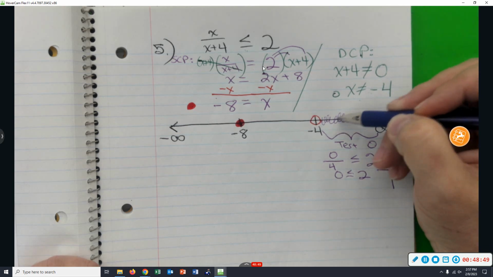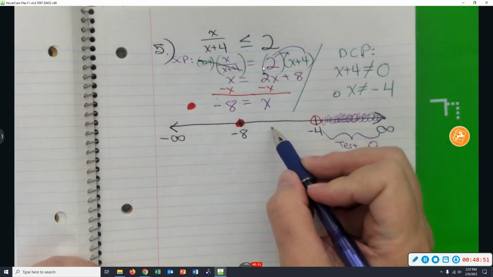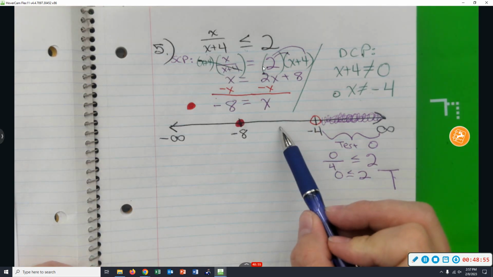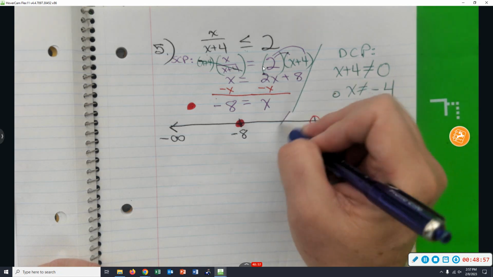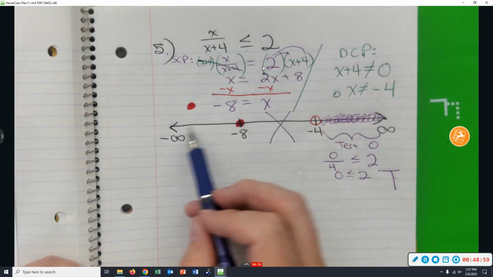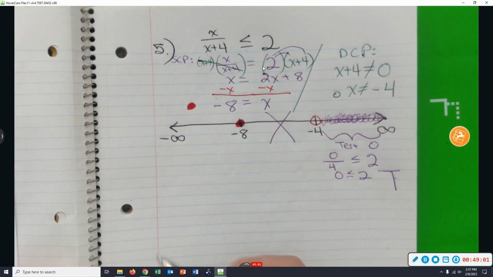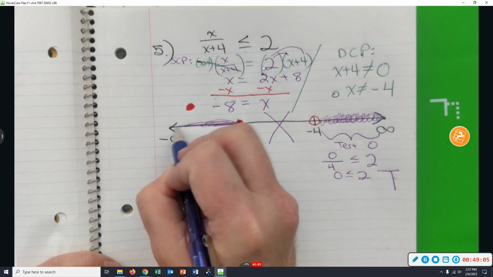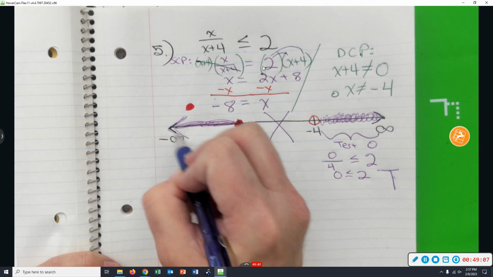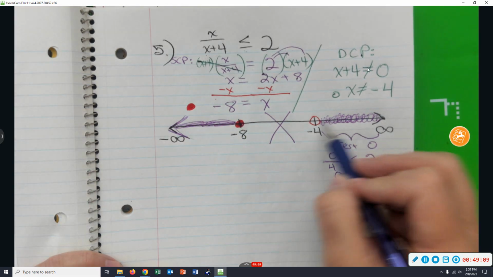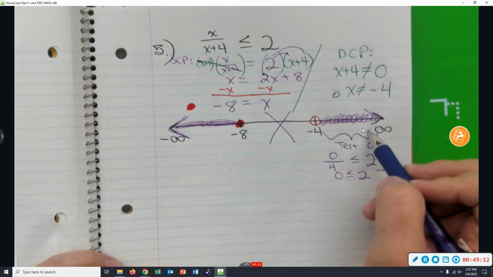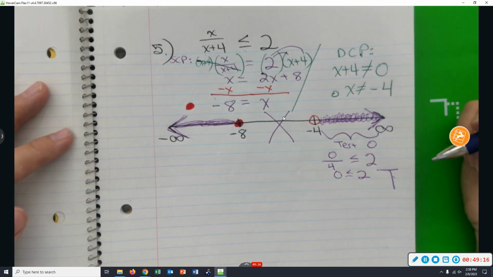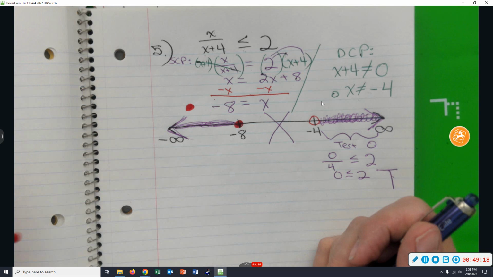Now you know the answers for the others. Here, if I tested -5 there and there, would it be true or false? False. Suppose I tested a number over here like -10, would it be true or false? True. Once you know one of them, how do you know that that's false without testing? How do you know that that's true without testing?